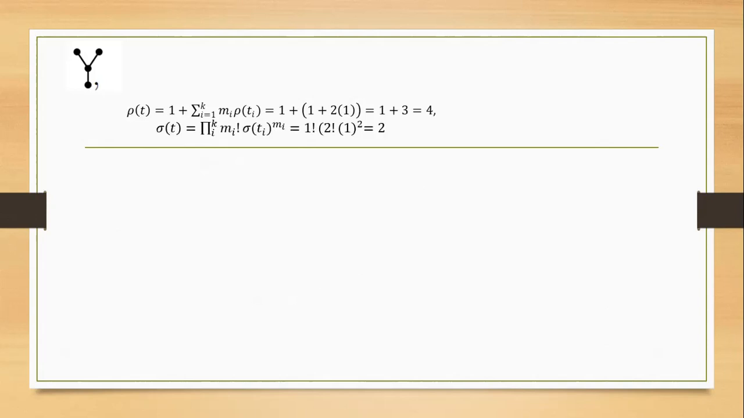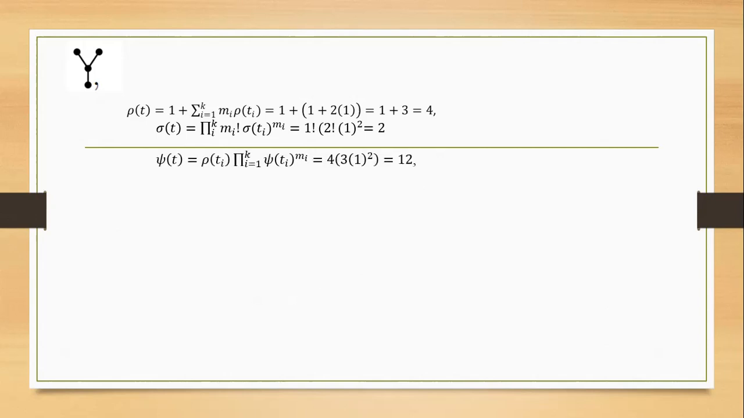Now, the order symmetry. For the first one, I don't have any multiplicity, then I have just 1 factorial. Now, if I open a bracket for the second one, I have 2 multiplicity because I have 2 leaves. That is why I have 2 factorial, then I have 1. If I perform the operation, I have 2 as my answer.